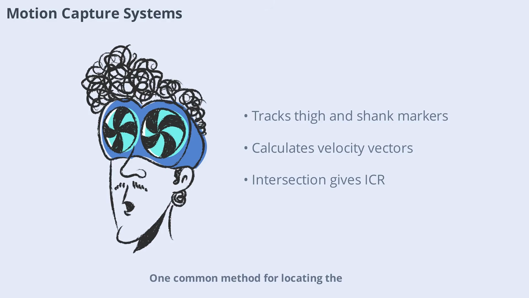One common method for locating the ICR involves motion capture systems like Vicon, OptiTrack, or Qualisys. These systems track markers placed on the thigh and shank, allowing researchers to compute the velocity vectors of each marker. By drawing lines perpendicular to these velocity vectors, the intersection point reveals the ICR. If this intersection is near the knee, it indicates that the motion is primarily rotational. This approach provides a detailed and dynamic view of joint movement.